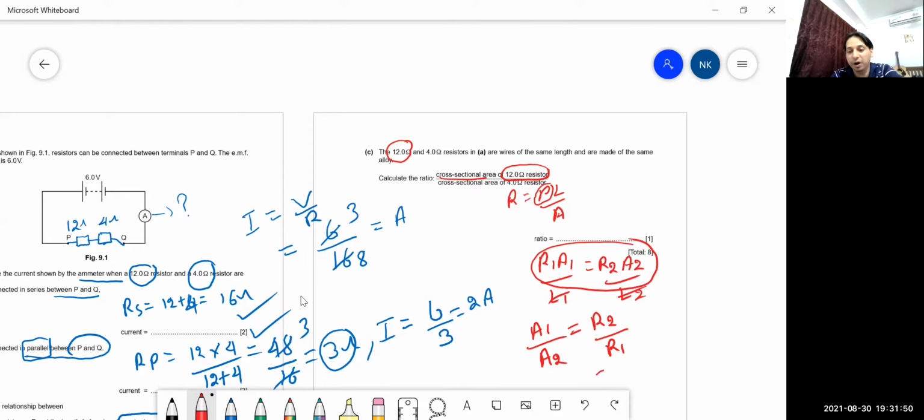Put the value of R2, the second resistor. This is the second resistor, this is the first resistor as per the statement. R2 is 4, R1 is 12. If you divide, 1 by 3, so the A1 to A2 ratio as per this question is 1 by 3. And if they ask to find the ratio of A2 upon A1, then it will be 3:1.